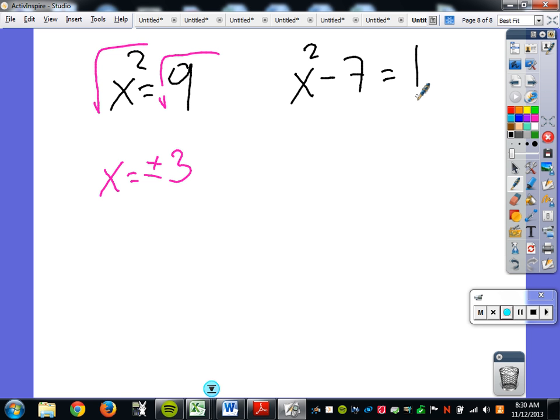Okay, so I want the x squared by itself, like what I have here. See how he was all by his own. That's our first goal, is to get him all by himself, okay? So what do I do now? How do I get rid of that minus 7? That's really simple, right? So now I'm at x squared equals 8.